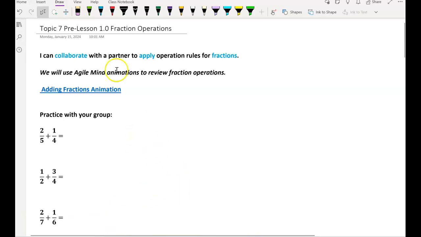What we want to do at the end of this is for you to be able to say that I can collaborate with a partner to apply operation rules for fractions. And those operations are adding, subtracting, multiplying, and dividing those fractions. We're going to use some Agile Mind animations to review those operations. So let's take a look at our first one with adding fractions.